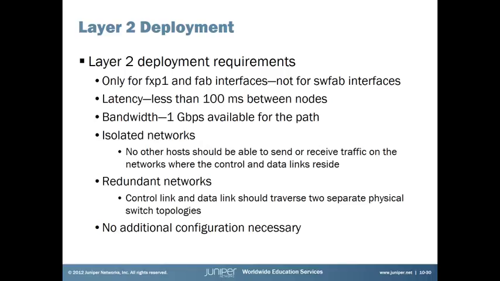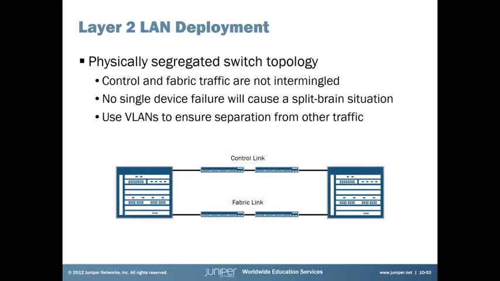If you do that, a few requirements here. FXP and FAB interfaces. Latency is going to be less than 100 milliseconds between the nodes. Bandwidth got to be at least 1 gig on the path, and no other host should be able to send or receive traffic on the networks where the control and data links reside. Redundant networks, control and data links should traverse two separate physical paths and two separate switch topologies. Okay, so physically segregated switch topology, control and traffic links are not intermingled.